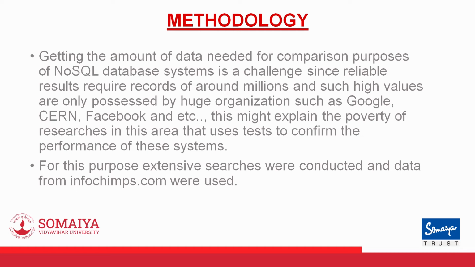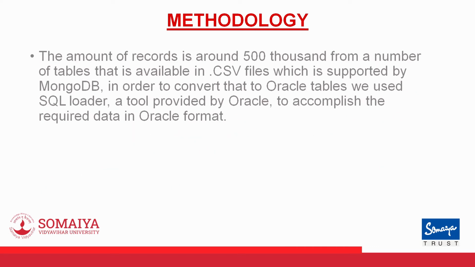For this purpose, extensive searches were conducted and data from infochimps.com were used. The amount of records is around 500,000 from a number of tables that are available in .csv files, which is supported by MongoDB. In order to convert that to Oracle tables, we use the SQL Loader, a tool provided by Oracle to load the required data in Oracle format.